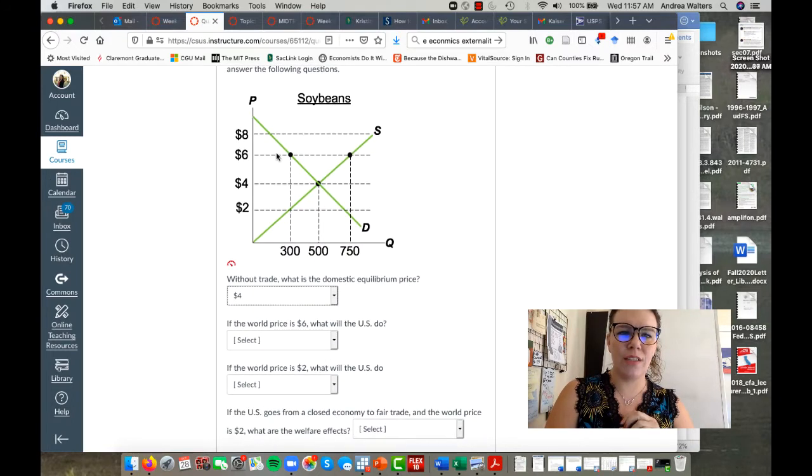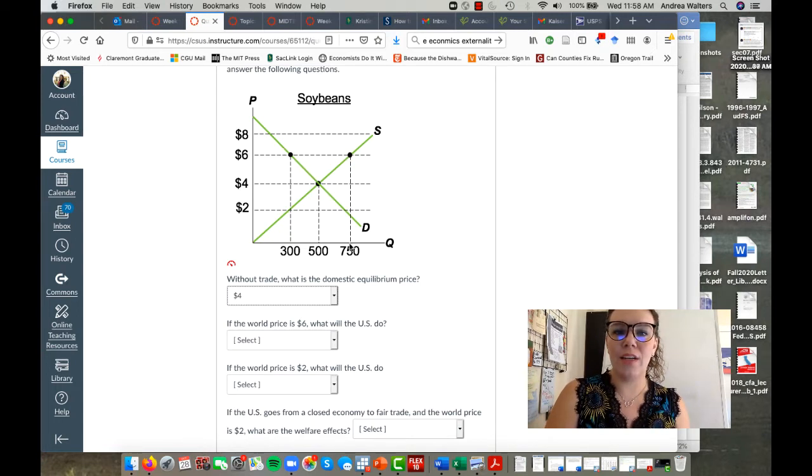With the world price of $6, what will the US do? If the world price is $6 and our domestic price is $4, we are going to export. You can also see that because at that price of $6, the quantity supplied is greater than the quantity demanded. So firms are going to want to produce a lot more than domestic consumers want. So we're going to see the US export.